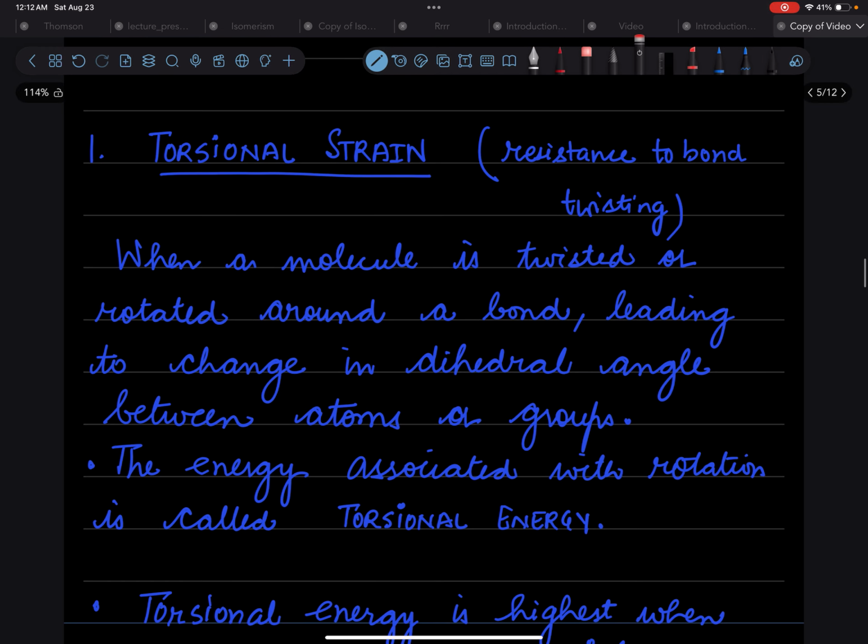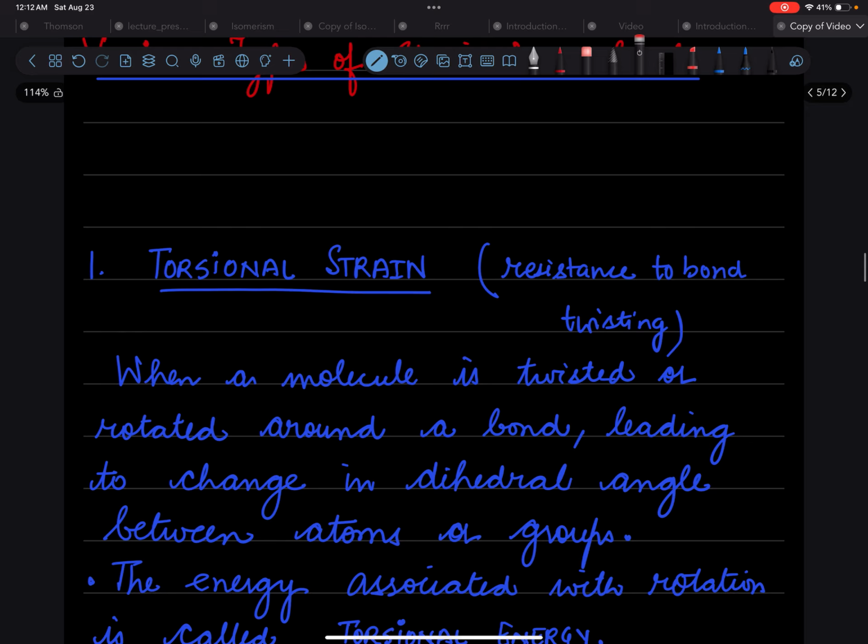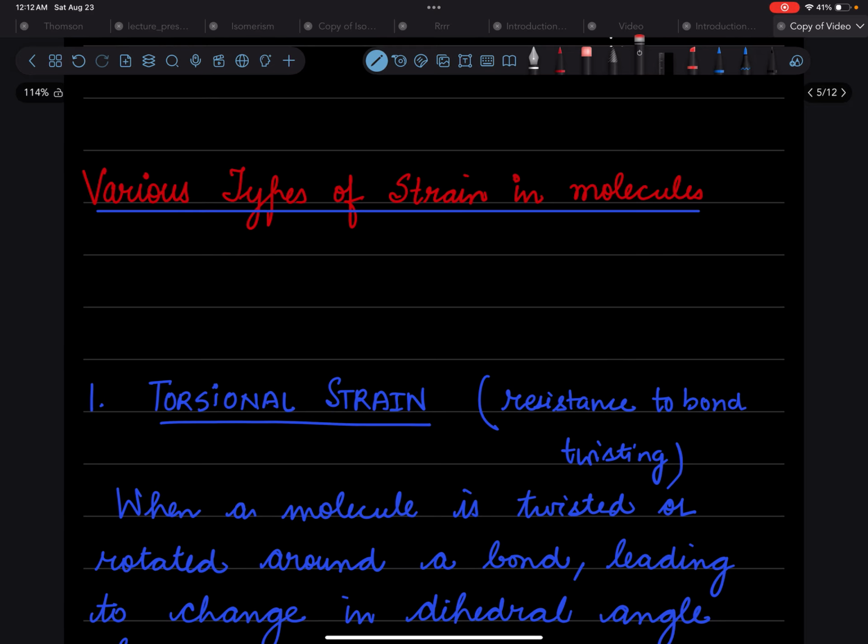Now coming to torsional strain. In general, molecules tend to be in a relaxed position, because in that position they would not have any strain, their energy would be minimum, and their stability would be maximum. But under certain conditions, molecules are forced to have some strain, because of which their energy increases and their stability decreases, and they tend to undergo some reactions. Depending upon the reason for that strain, there are different types of strain.